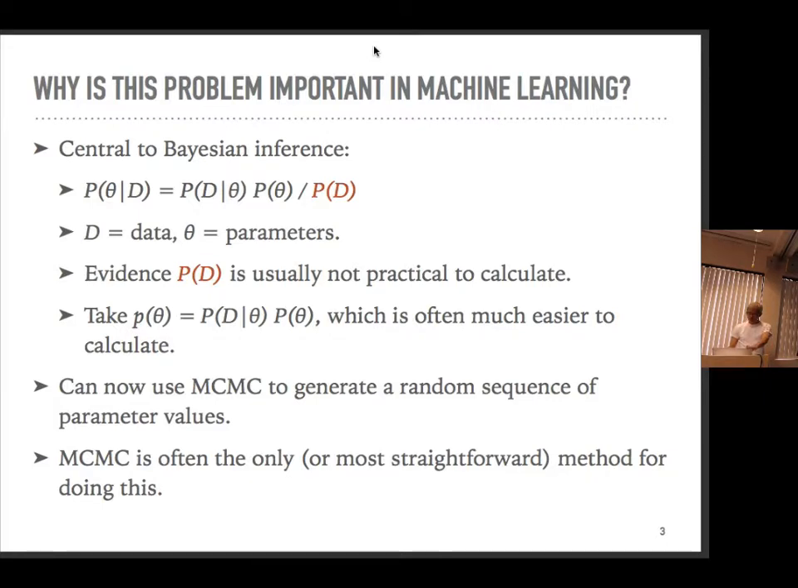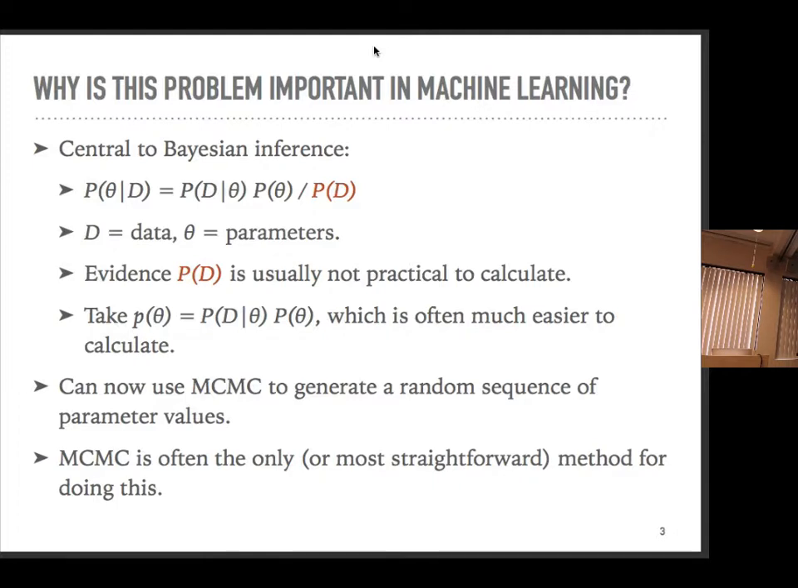Okay, so why is this problem important in machine learning? This is really central to Bayesian inference, where the unknown normalization constant is the evidence that I was just talking about. What we use for p is the numerator in Bayes' rule, which is usually much easier to calculate. You just need to be able to calculate the unnormalized likelihood and the priors.